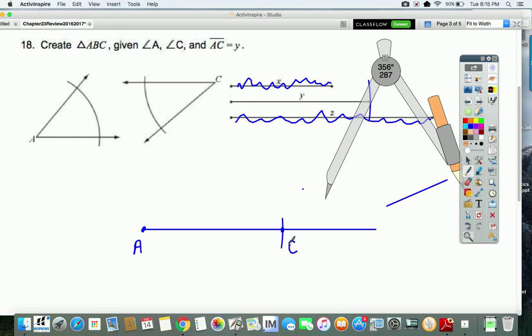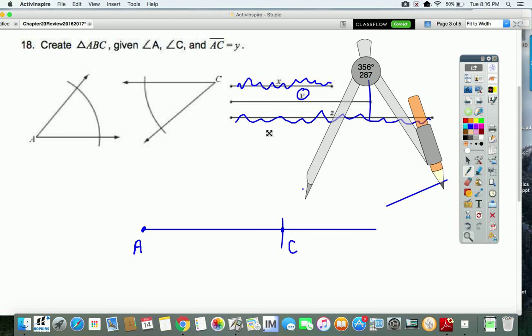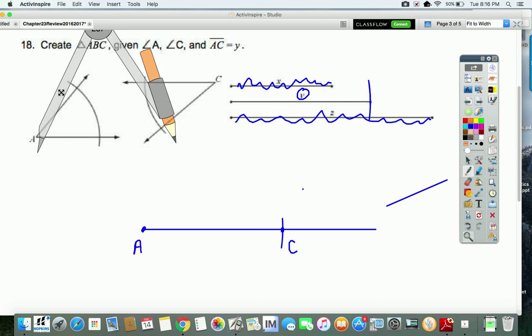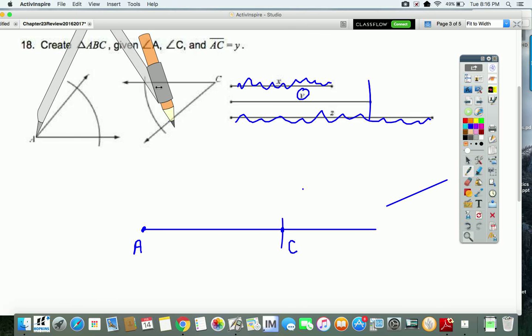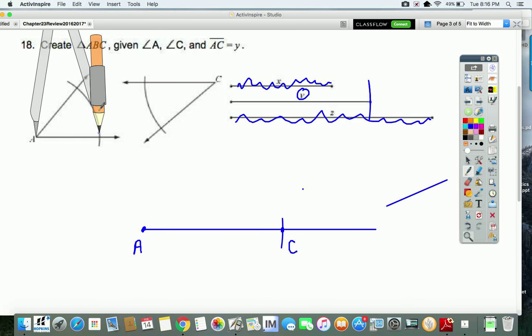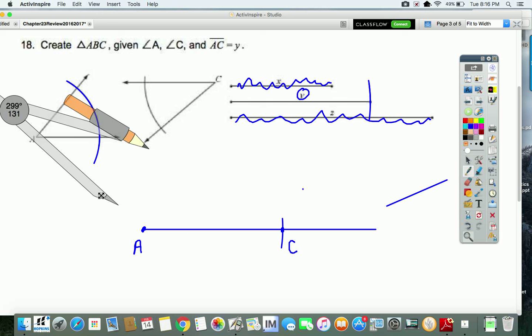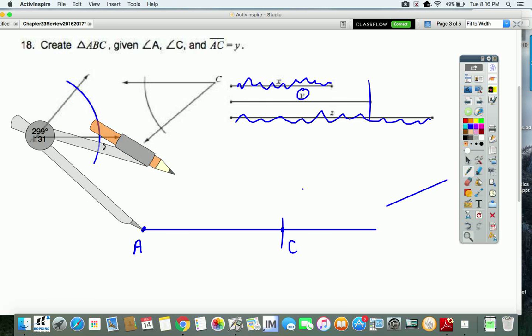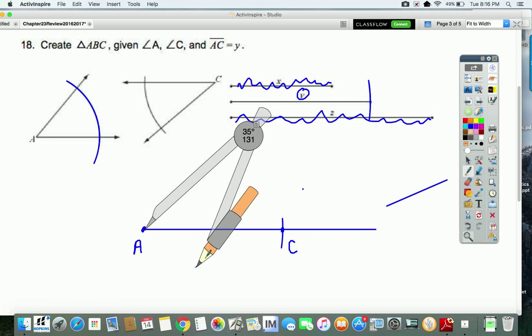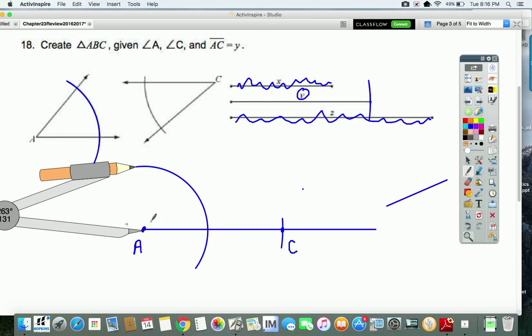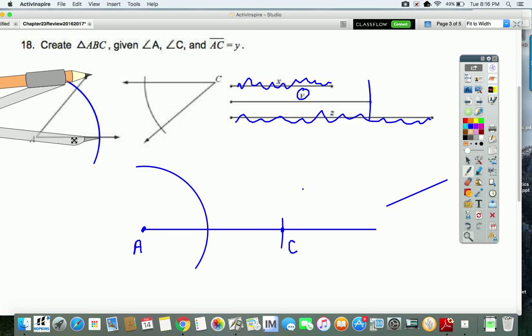So now I need to copy. This length AC is the same as Y right here. Now I need to copy angle A. So I take my compass, put my compass right on vertex A. I need to make this smaller. I don't have to go right on top of this arc, but I'm going to do that anyway, just so they can see. I make an arc. Now move it to point A. Then I'm going to draw my arc.